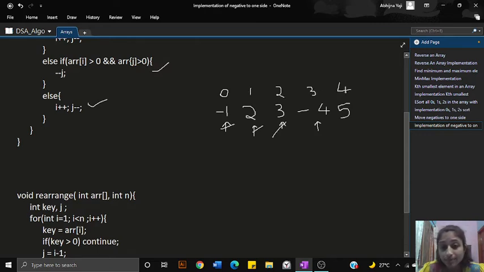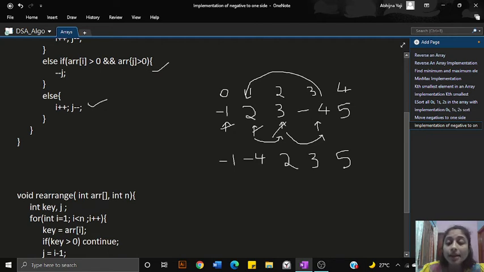At index 1, I can fill minus 4 because that's the first negative element I've come across. Okay, so what will I do? I will move minus 4 here. When I move minus 4 here, what will I do to retain the order? I will shift this by one step to the right. So if I bring minus 4 here, I'll move 2 to here and 3 to this. Okay, so 2, 3 and 5. By using the shift operation, I can maintain the order.